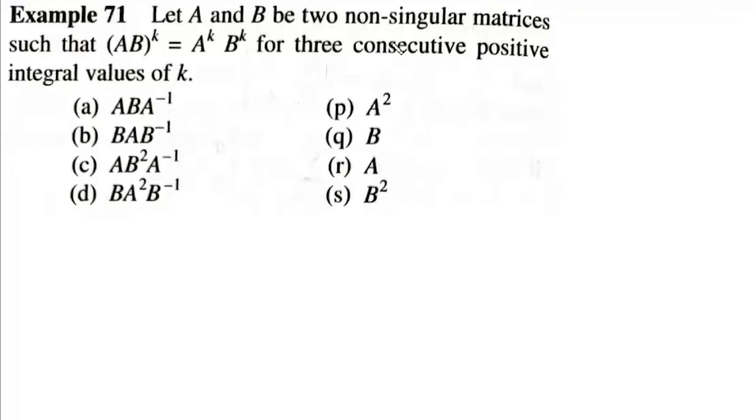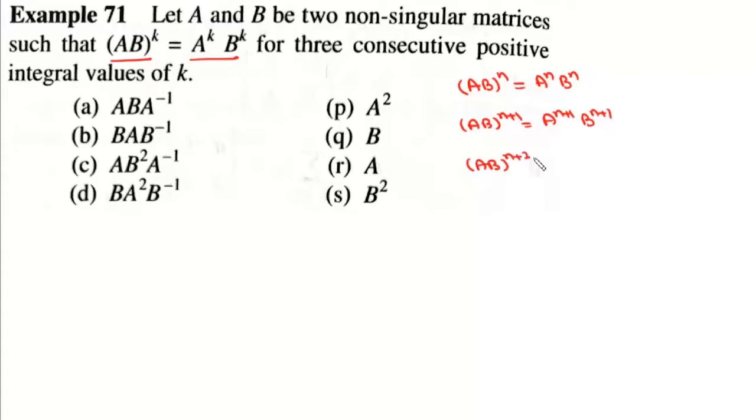Now here the question is, let A and B be two non-singular matrices such that AB to the power k equals A to the power k B to the power k for 3 consecutive positive integral values of k, then match the following. Now if it is true for 3 consecutive integral values of k, let us say it is true for n: AB to the power n is equal to A to the power n into B to the power n. Now AB to the power n plus 1 will be A to the power n plus 1 into B to the power of n plus 1, and AB to the power n plus 2, let it be equal to A to the power n plus 2 into B to the power of n plus 2.